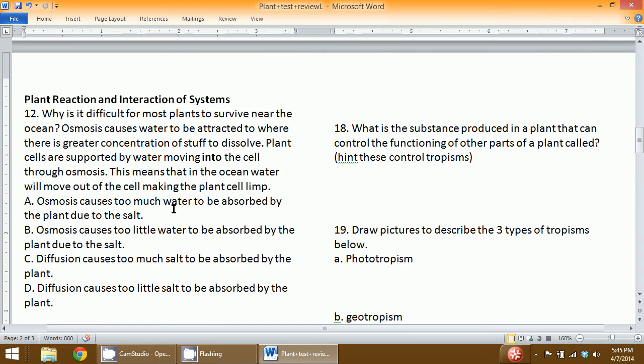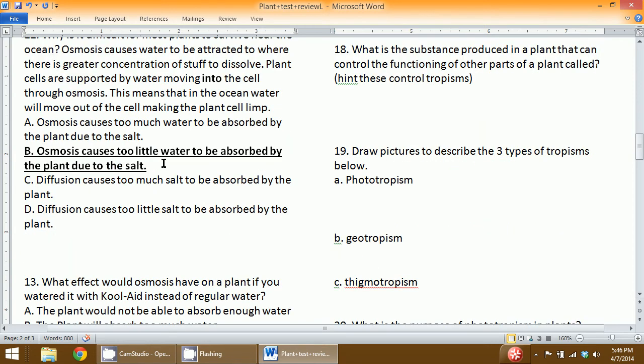So that's called osmosis. It causes too much water to be absorbed by the plant. No, it causes too little water to be absorbed by the plant due to the salt. Yes. The plant won't be able to obtain stuff because the water would rather stay outside where all that lovely dissolved stuff is.